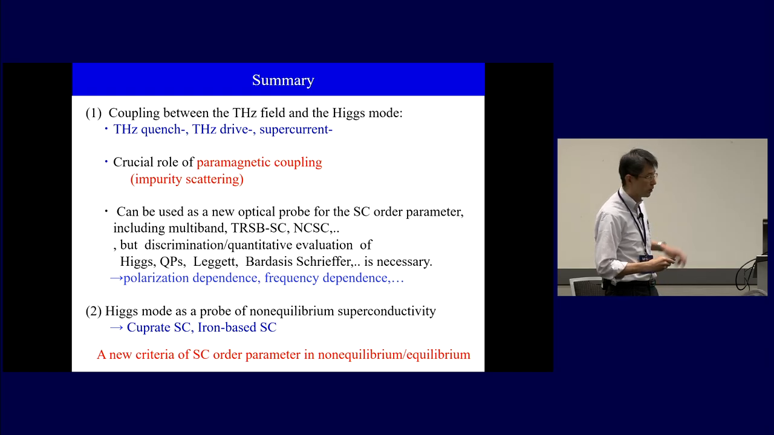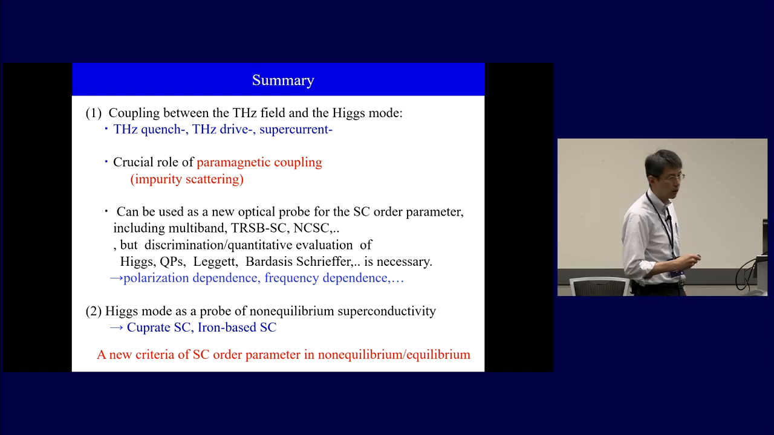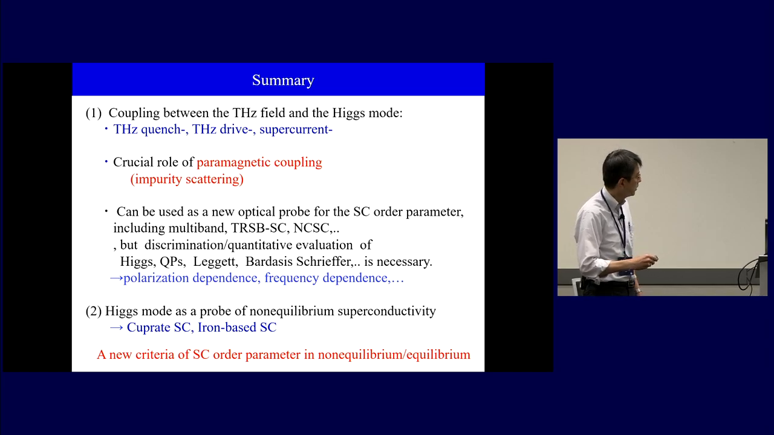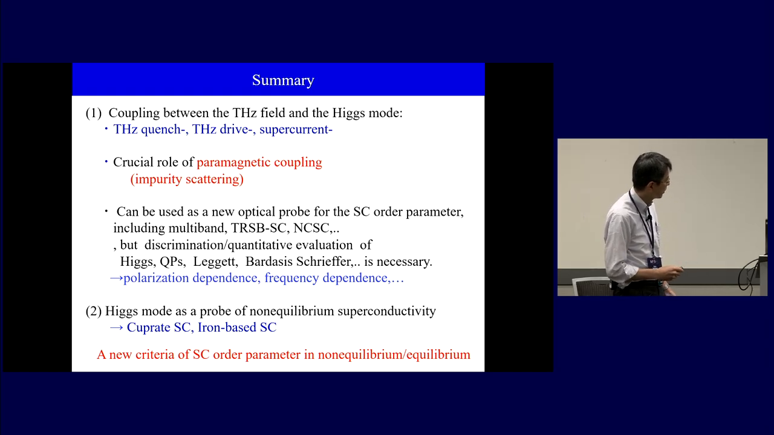So we have three methods to excite a Higgs mode: quench, drive, and supercurrent. And I emphasize the crucial role of the paramagnetic coupling that enhances the Higgs mode. And this could be applied to more exotic superconductors, including time reversal symmetry breaking, non-centrosymmetric ones. And there are a bunch of collective modes.